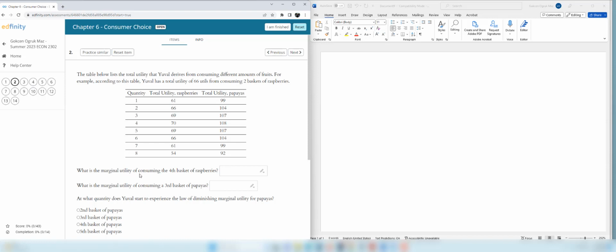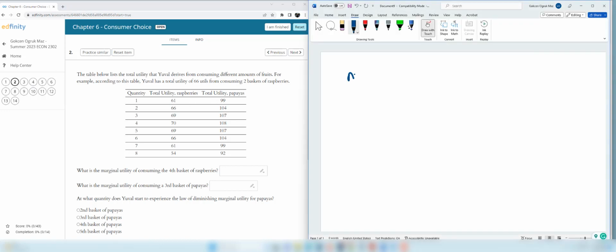What is the marginal utility of consuming the 4th basket of raspberries? So remember the marginal utility formula. Marginal utility is the change in total utility divided by change in quantity. So let's look at the quantity 4, and we want to know the marginal utility of the 4th basket.